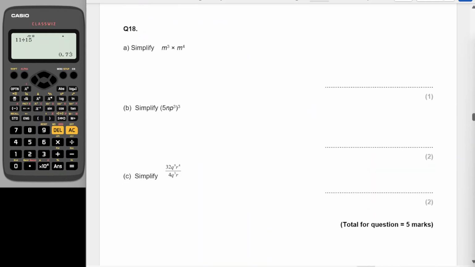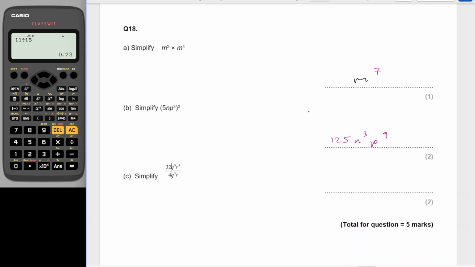And question 18, simplify. So we add the powers for the first one, so that's m to the 7. The second one, we cube each part, so that would be 5 cubed, 125, n cubed, and then we multiply the powers here, so p to the power 9.